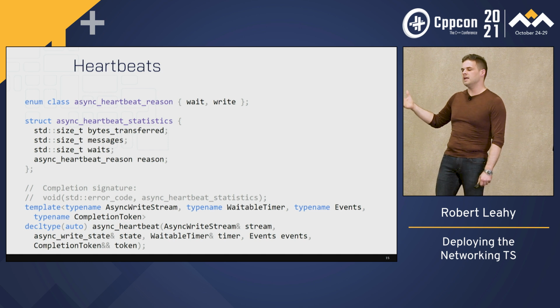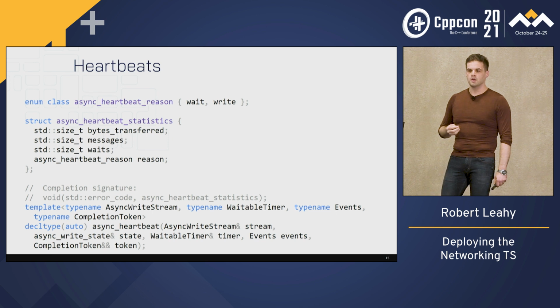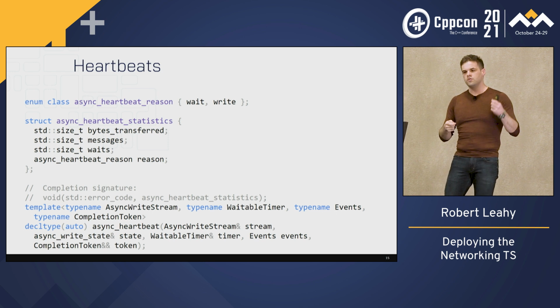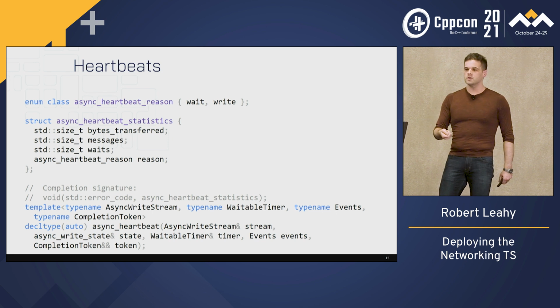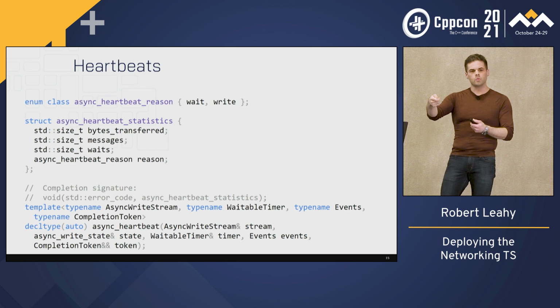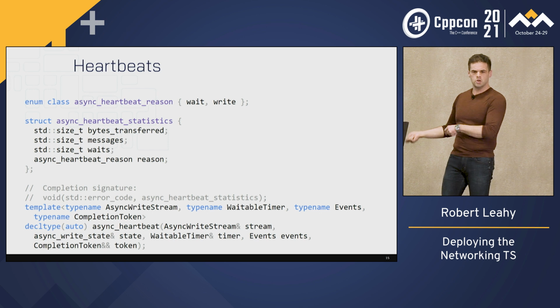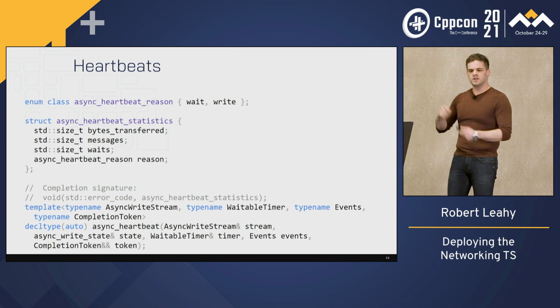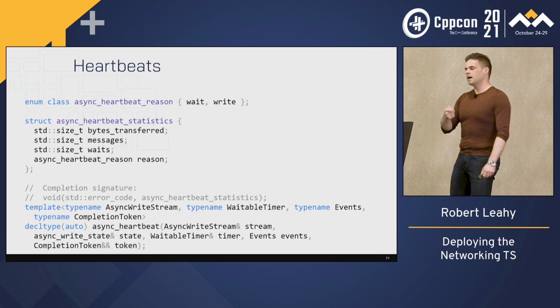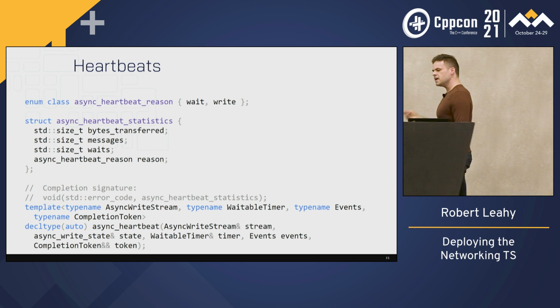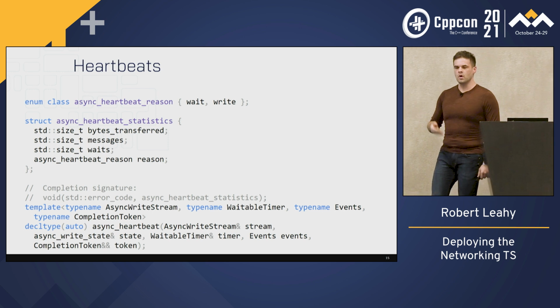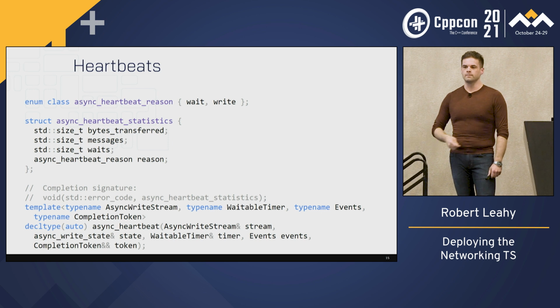And the first thing we see here is this reason enumeration, with enumerators wait and write. And the impetus for this is that a heartbeat operation needs to wait on a timer and write to a stream. And when it emits an error code when it fails, it could have come from either of those operations. But it knew which of those operations it came from, and so it doesn't need to just emit an opaque error code. It can also give us the exact reason, whether it failed waiting or writing.